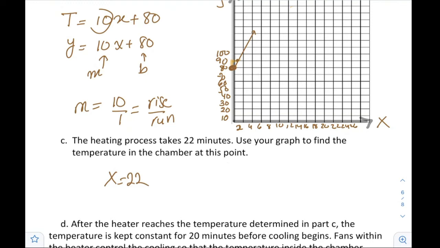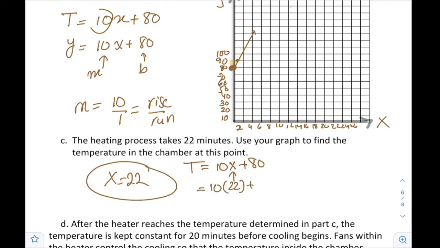Okay. We can use algebra. If you want, we have this equation. We can just replace the X by 22. And it will be 220 plus the 80, which is 300. Algebraically, we can do that.